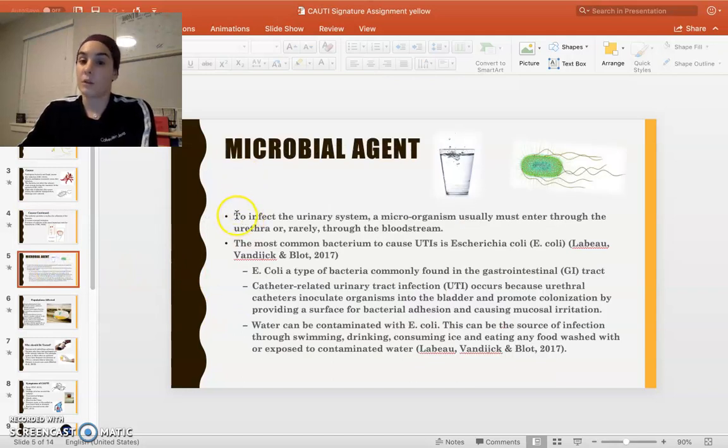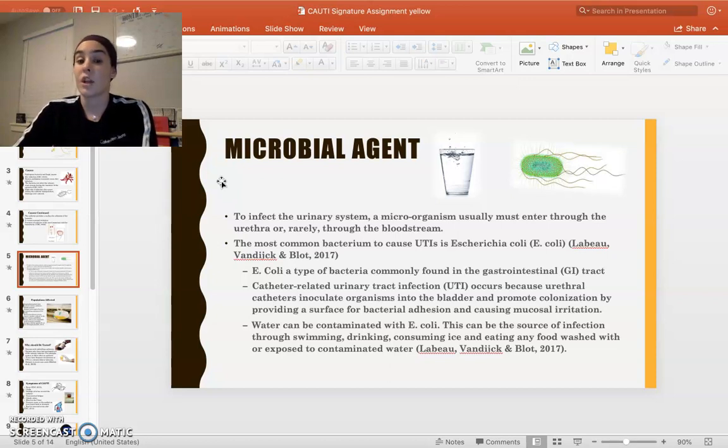Some of the microbial agents. To infect the urinary system, a microorganism usually must enter through the urethra or rarely through the bloodstream. Catheter-related UTIs occur because urethral catheters inoculate organisms into the bladder and promote colonization by providing a surface for bacterial adhesion and causing mucosal irritation, like I mentioned before.